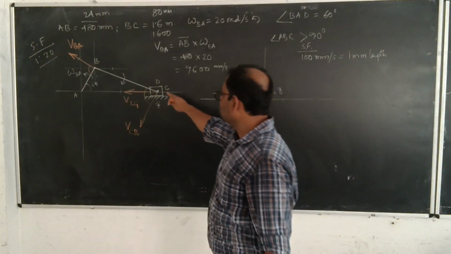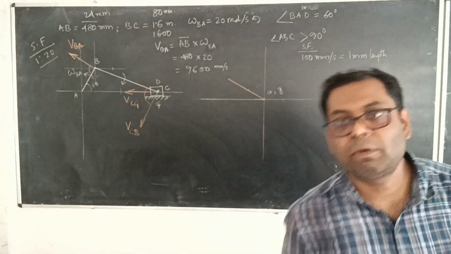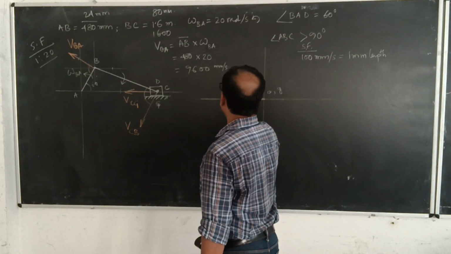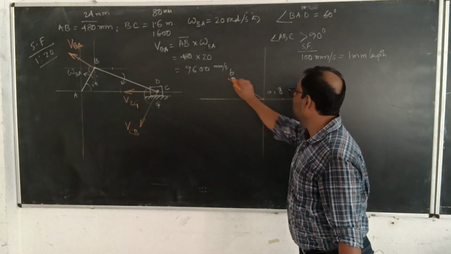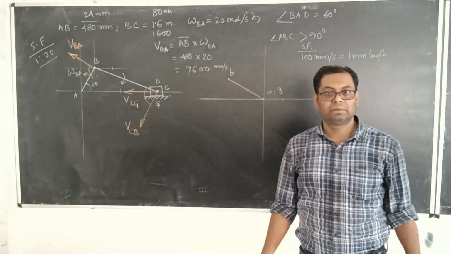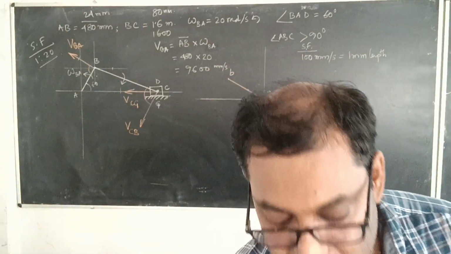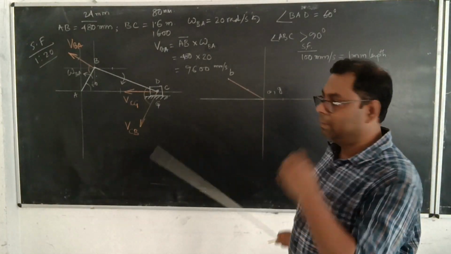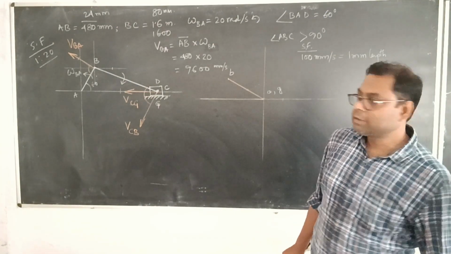So next is VCB. By the way, what is the name of this point? The name of this point is small b over here. So you got A, you got B, and you got G over here also. Now, you got this point small b. Now you have to find out what is the VCB value. The process is same.